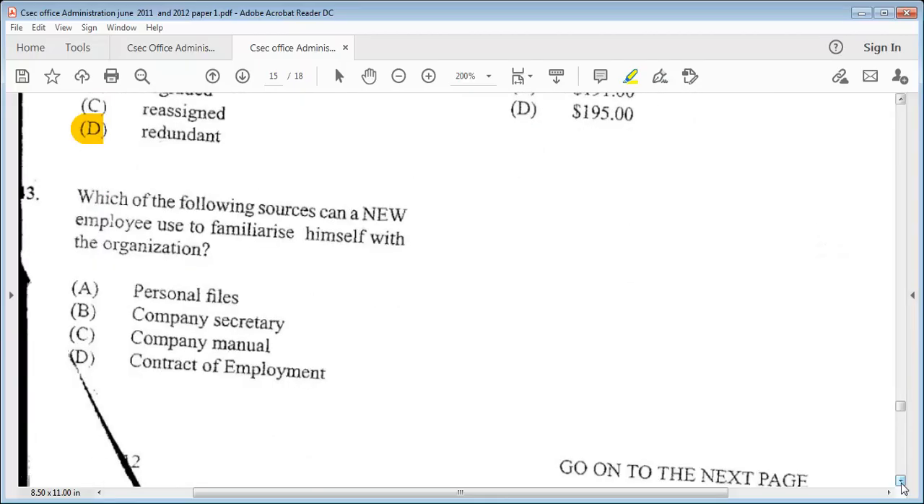43. Which of the following sources can a new employee use to familiarize himself with the organization? A, personal files, B, company secretary, C, company manual, or D, contract of employment? Our answer would be the company manual, C.